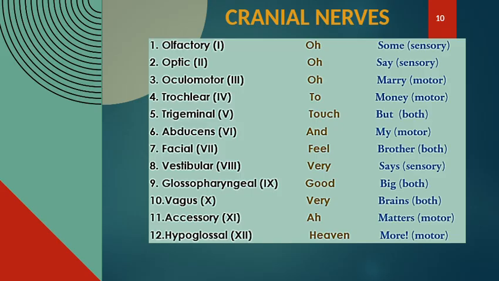Cranial nerve 7, the facial nerve, is both a sensory and a motor nerve. It controls facial expressions, taste on the anterior two-thirds of the tongue, and tear and saliva production. When assessing it, we ask the patient to smile, frown, raise eyebrows, or puff their cheeks. Bell's palsy is an example of a condition affecting the facial nerve. Cranial nerve 8, the vestibular nerve, also known as the vestibulocochlear nerve, is a sensory nerve that controls hearing and balance.